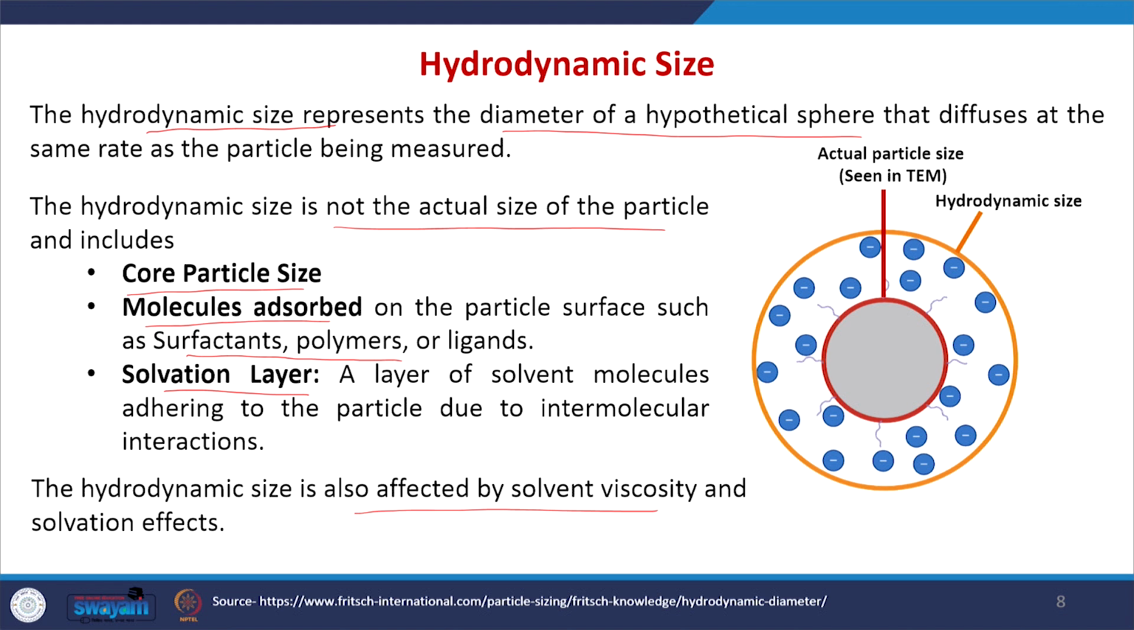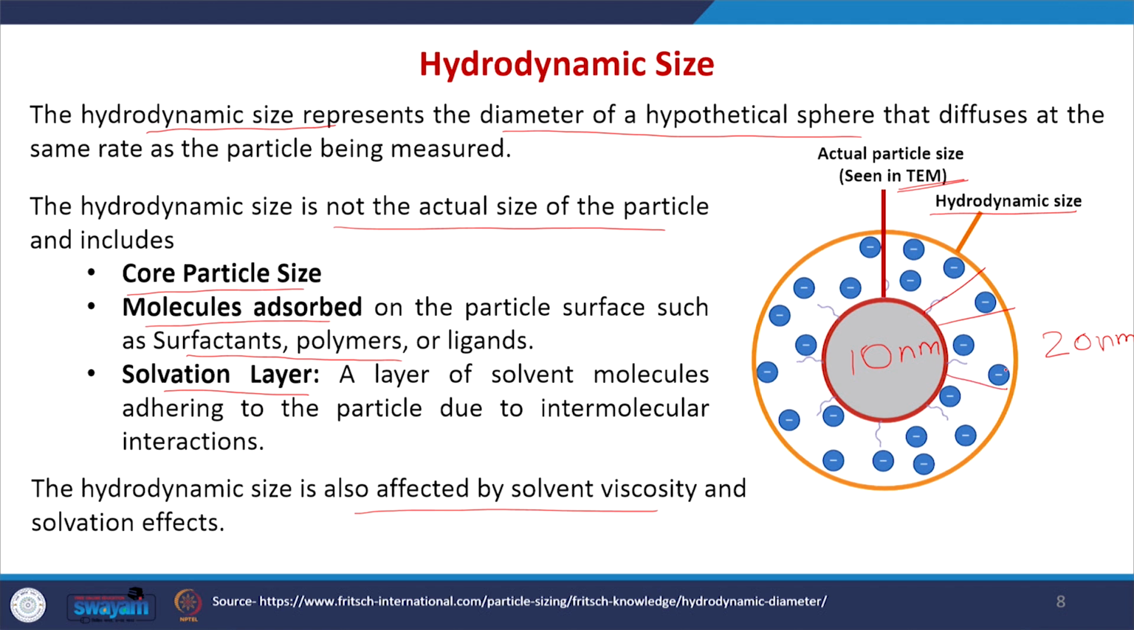So whenever we measure the size using DLS, we are measuring the hydrodynamic size, which is slightly bigger than the size we get from the transmission electron microscope. The size from the transmission electron microscope is the actual particle size. For example, if the particle size is roughly around 10 nanometers, in the hydrodynamic measurement we will get roughly around 20 or 25 nanometers, because we also have molecules adsorbed on the particle surface. It may be surfactants or some of the ligands attached to the particle.